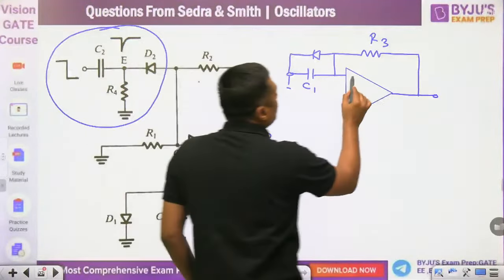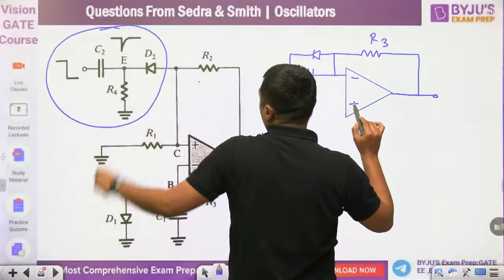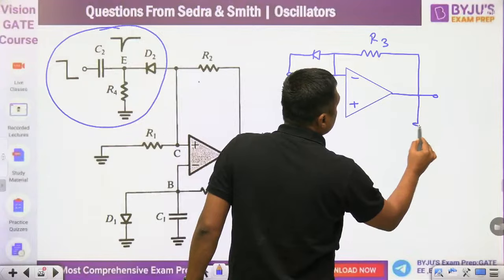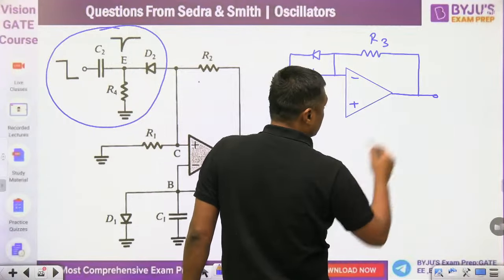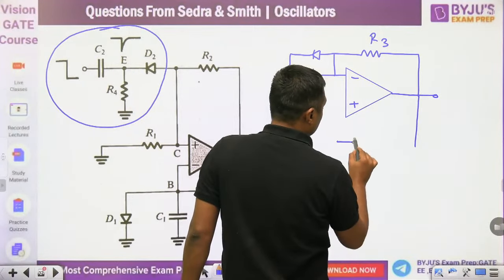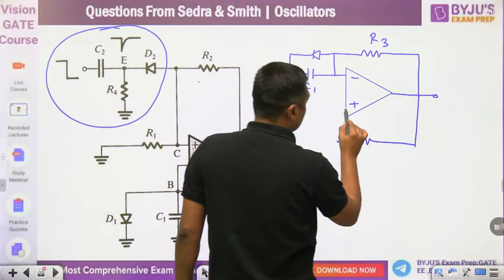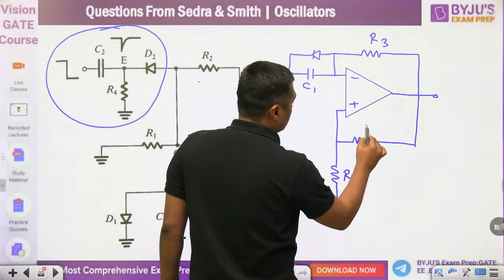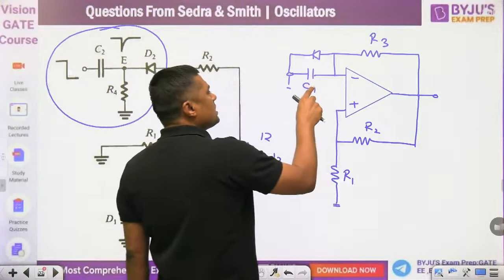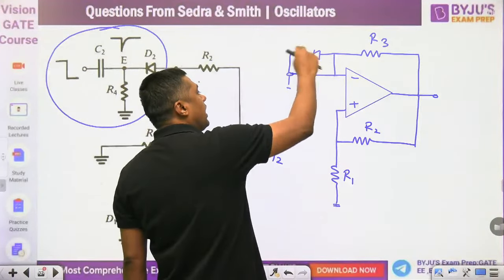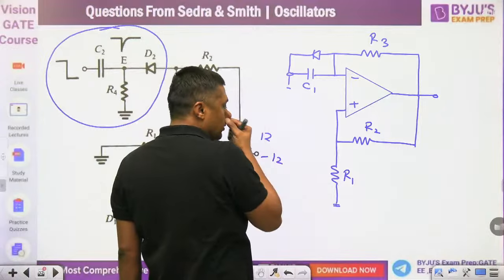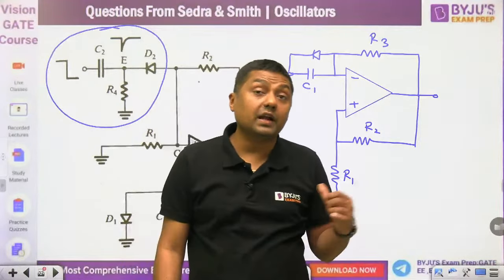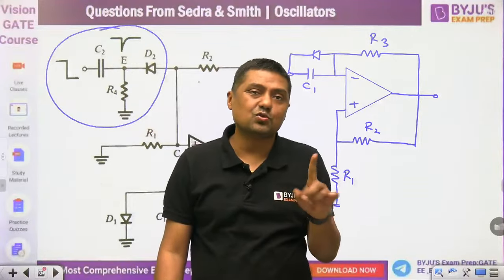Then, what is the feedback here? R2 and R1. Now, simply it is an astable multivibrator, only we have connected one diode here. This is a monostable multivibrator. Normally, we get questions from the astable multivibrator, but this is in the syllabus, so they can ask questions on this.